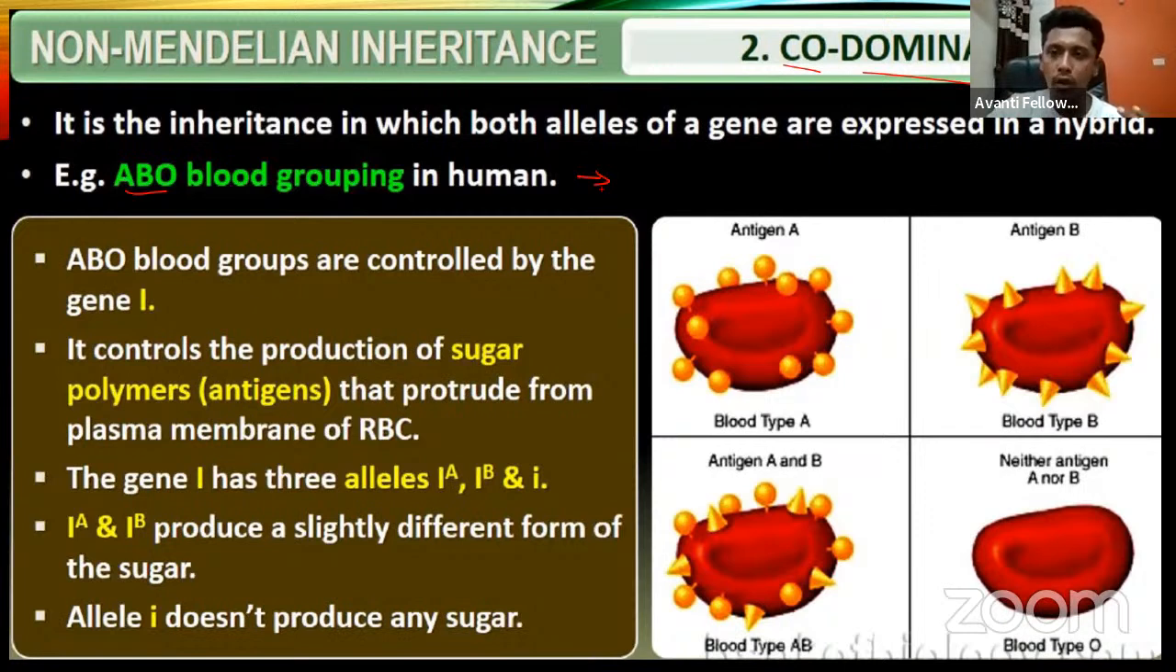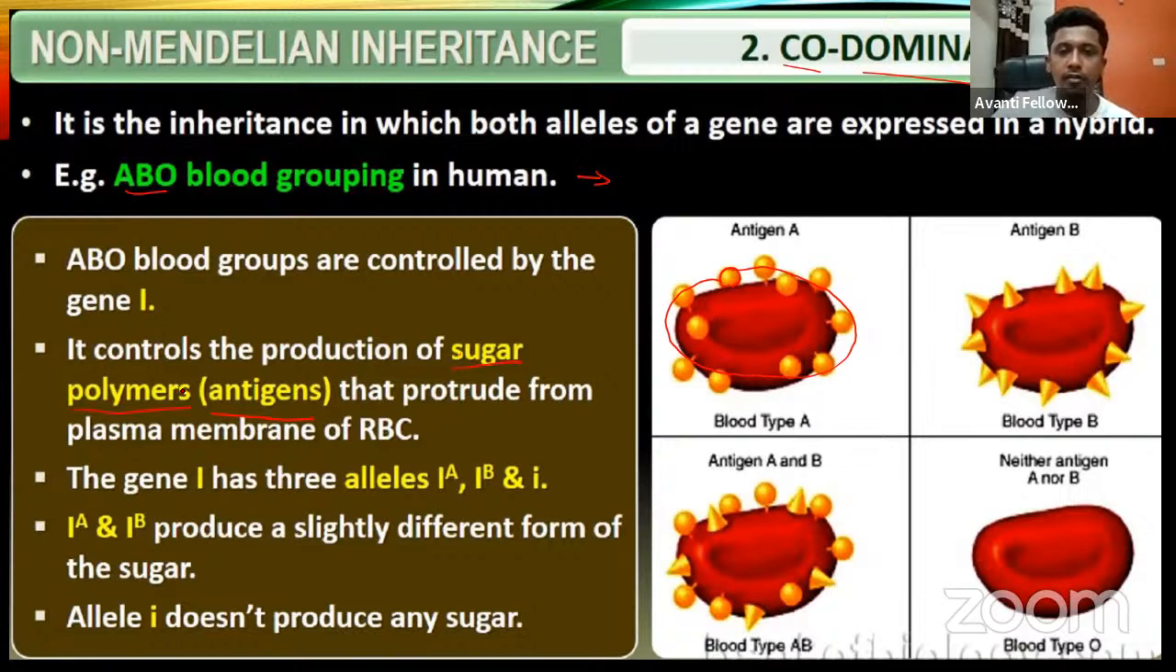So what is the importance? Blood grouping is one of the examples of non-Mendelian characters we'll study now. We group bloods as A, B, O based on the presence of an antigen. The antigen is present on the plasma membrane. Imagine this is the plasma membrane of your red blood cells. On its surface, there is a particular type of sugar polymer.